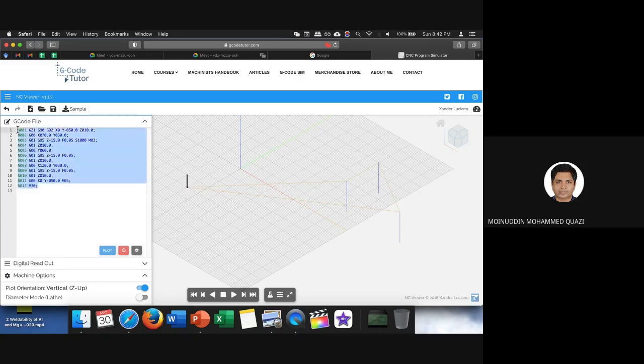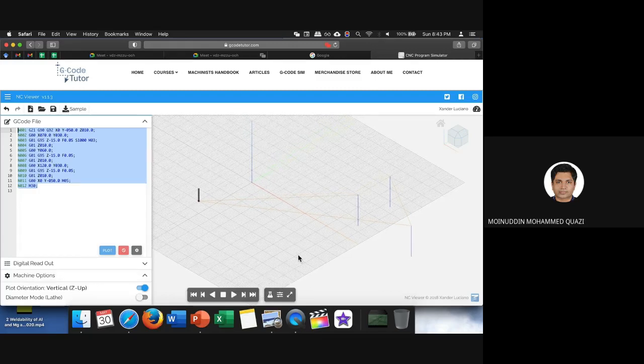Okay. So you guys can simulate using software also. So this was all about turning G and M codes. If you guys have any confusion, please do ask me. Otherwise, we will proceed to the class exercise for you guys.